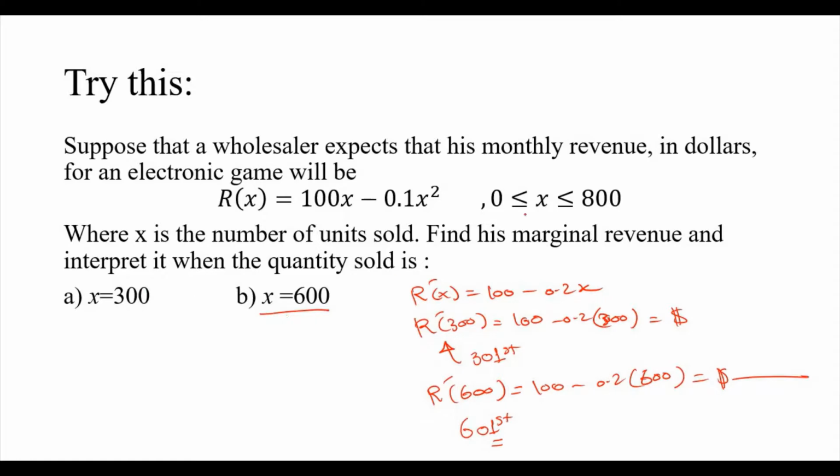Notice how my numbers are between 0 and 800. I can't predict anything above 800 because this model does not represent that. So if I tell you find when x is equal to 1000, you're going to tell me, well, I don't have a model for that. My model extends from 0 to 800 and I can't predict more than that. This is how you're going to work on this type of question.